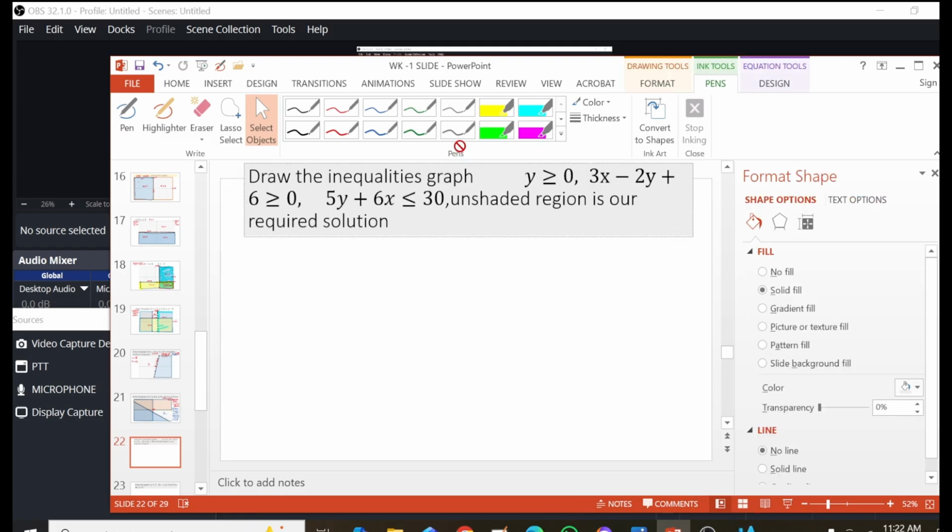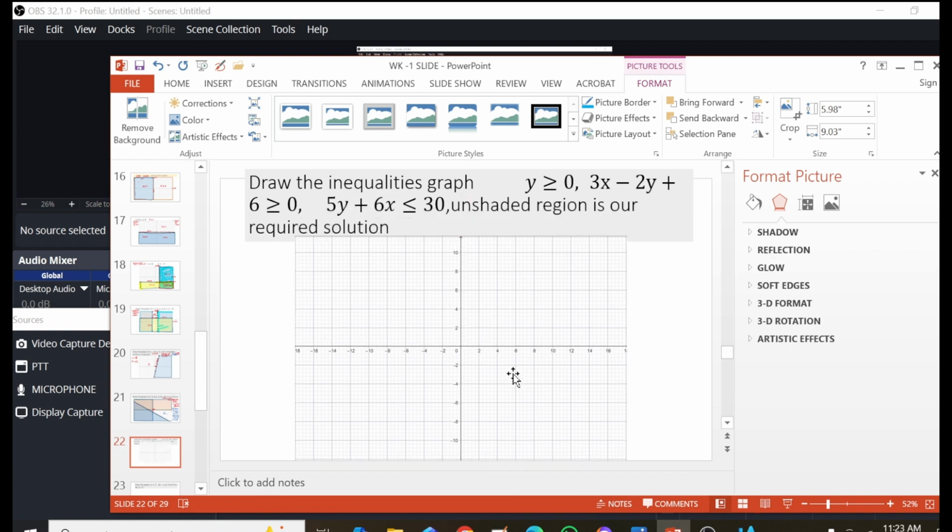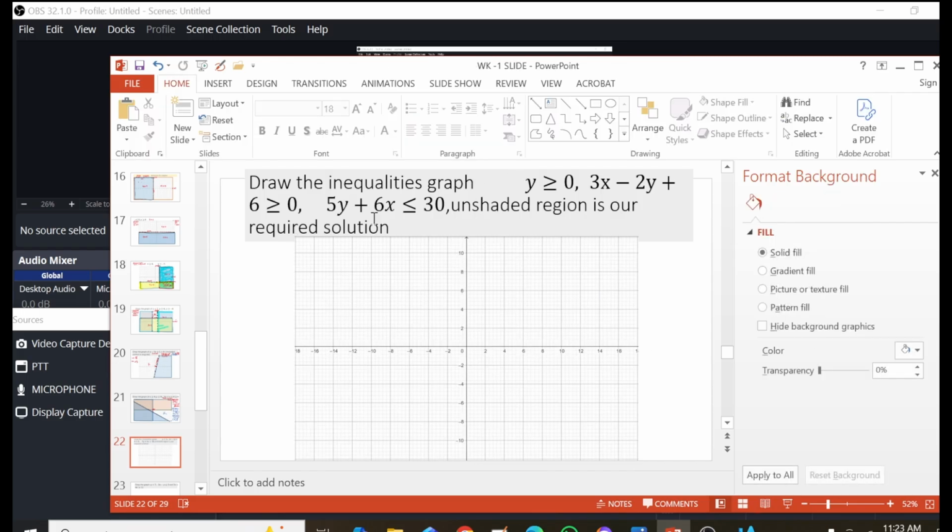we can put our graph. Let's put our graph and see how we can plot the graph and show the region that is our required solution. The graph is, so we have two linear graphs here. Let's say three linear graphs. One is direct, so we don't need to work on that one. So let's work on the first one.